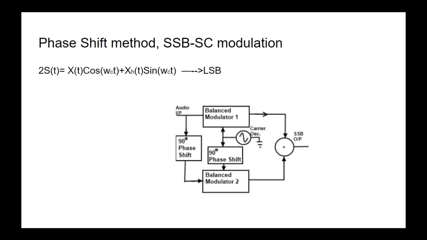Here the message signal and the carrier signal are applied to modulator 1 and modulator 2. At modulator 1, we directly apply message signal and carrier signal. But at modulator 2, we apply 90-degree phase shifted message signal and 90-degree phase shifted carrier signal. And we perform summation of these two to get lower sideband suppressed carrier modulation.